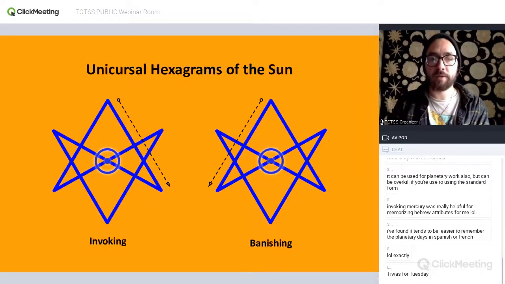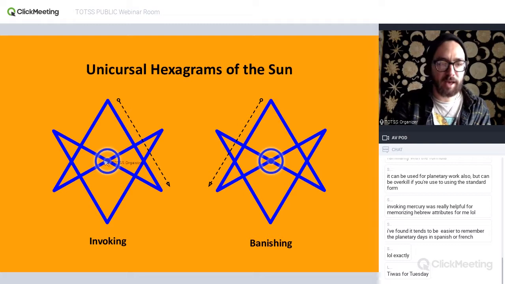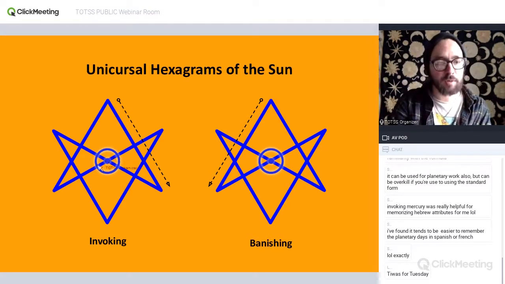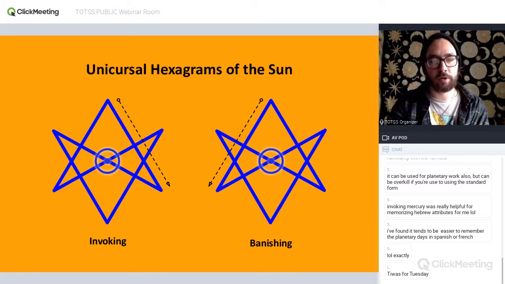All right, and then here we have the unicursal hexagrams of the sun for invoking and banishing. And then I just made a little ring of light around the glyph, because the glyph overlaps the lines there, just to make it a little more clear that that's the glyph of the sun right at the center of the unicursal hexagram.